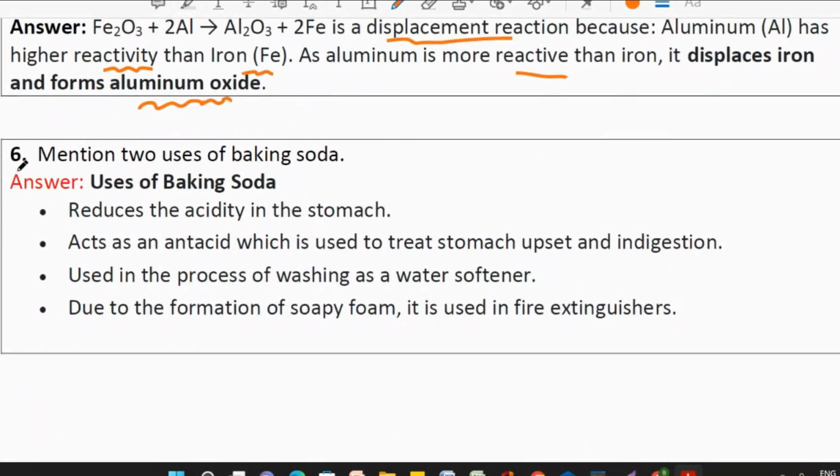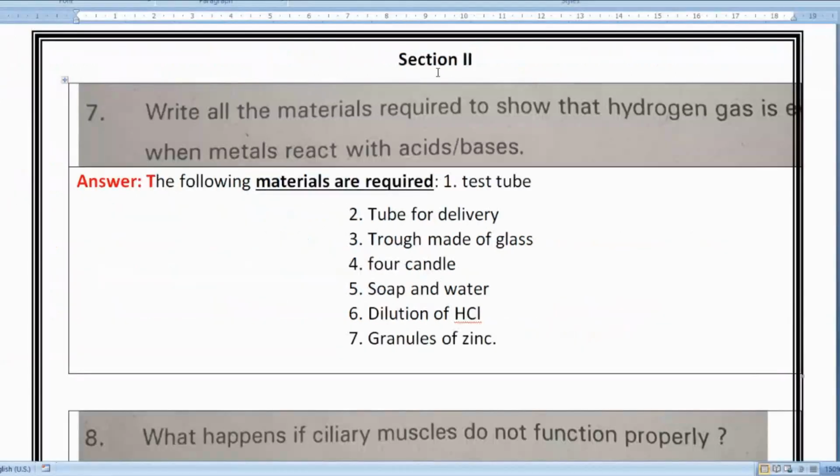We'll discuss the sixth question now. Mention the uses of baking soda. It reduces the acidity in the stomach. It acts as an antacid, which is used to treat stomach upset and indigestion. It is used in the process of washing as a water softener. Due to the formation of soapy foam, it is used in fire extinguishers.